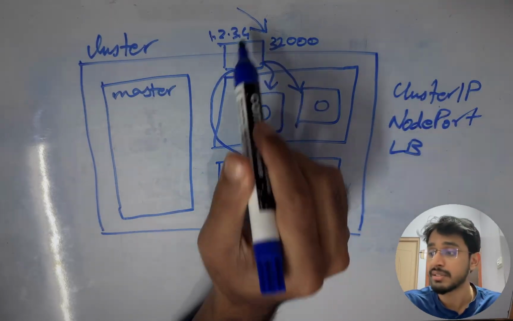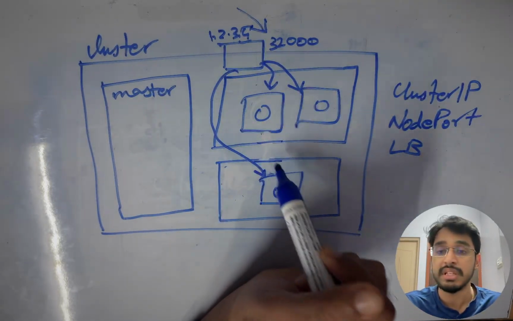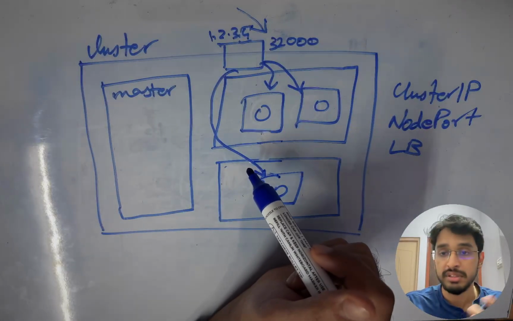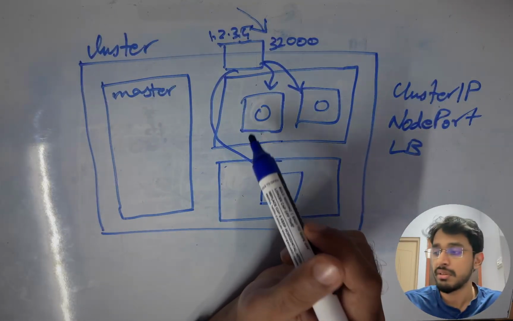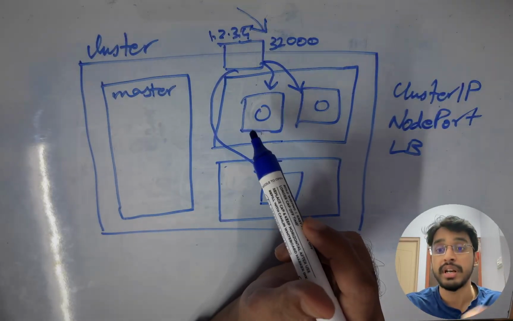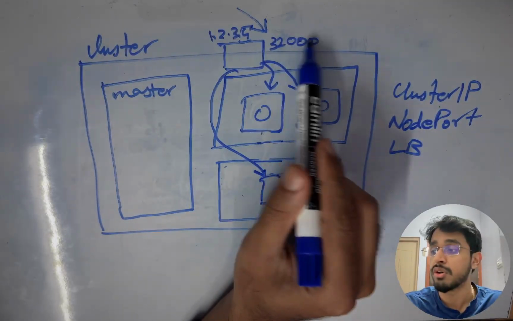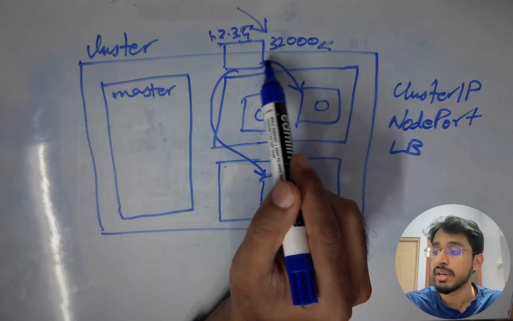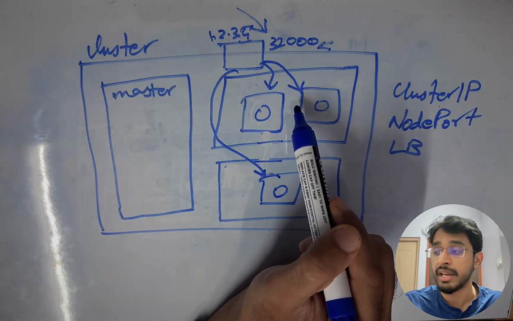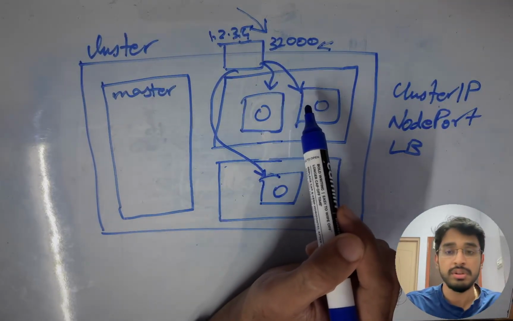Even though this node has 1.2.3.5, for example, it will route to any one of these pods, maybe in a round robin fashion or whatever algorithm Kubernetes uses under the hood. As I told you, inside the node we have something called kube-proxy, which is responsible for the networking. So whenever a request comes in on this port 32,000, it will route our traffic to this. This is how we, as a user, can communicate from the outside world using this NodePort service.